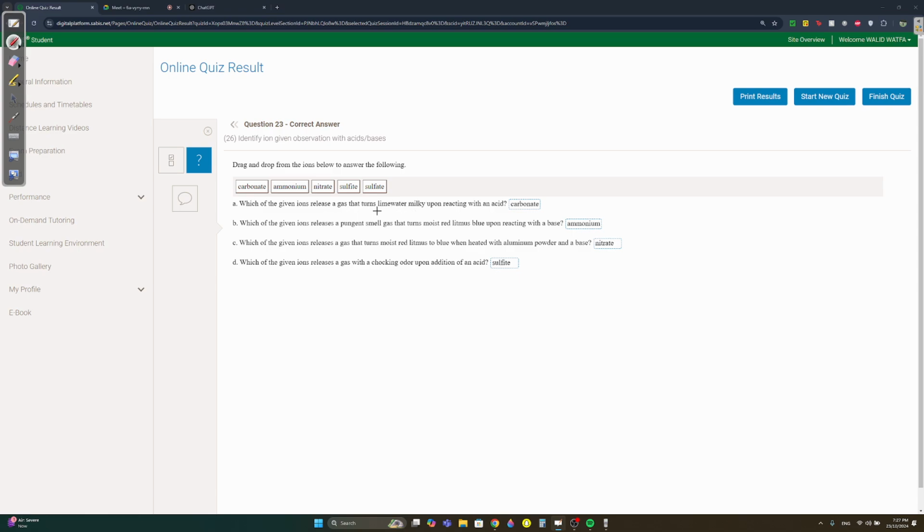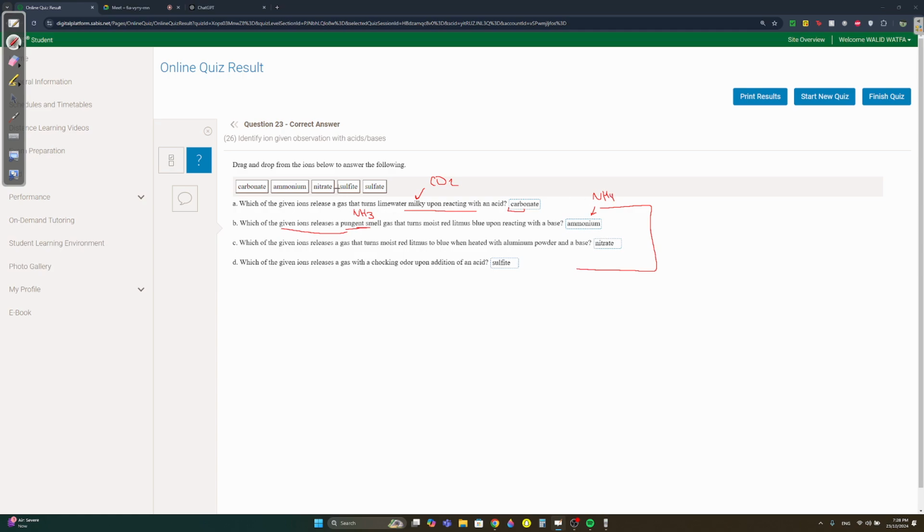Which of the given ions releases a gas that turns lime water milky? Lime water milky means carbon dioxide gas. And what releases that? Nothing other than carbonate. This came in the exam, by the way. I remember it came when we had chapter 2 in our exam. This same question. I remember I put sulfate instead of sulfide by accident. Which of the given ions releases a pungent smell? Pungent smell, NH3. What releases NH3? Obviously ammonium.